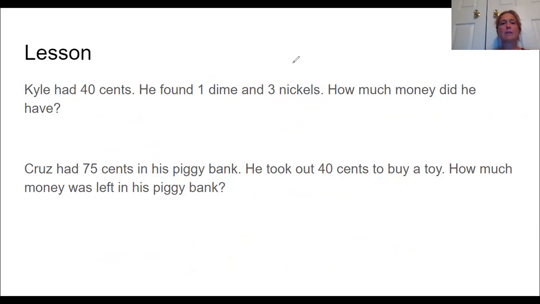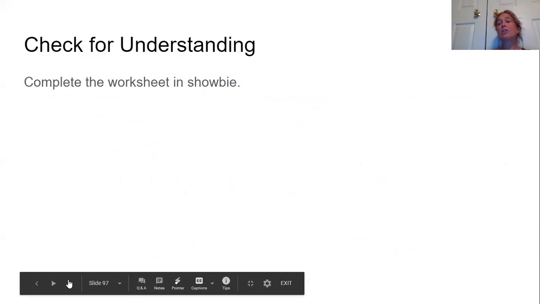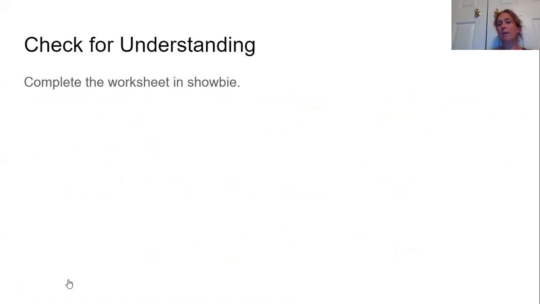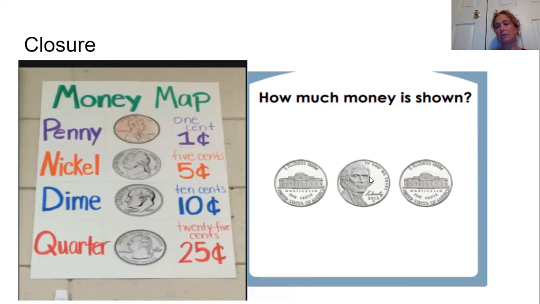All right, let me grab my mouse so that I can change the screen. Make sure you complete the worksheet on money word problems in Shobi. And just as a review, this is our money map. A nickel is worth 5 cents. So if we count by 5, just like when we practice skip counting, because the coin is worth 5, we have 5, 10, 15 cents.